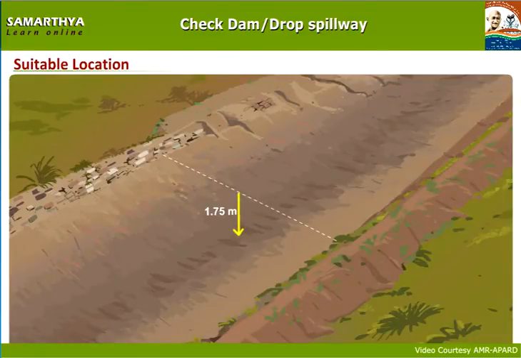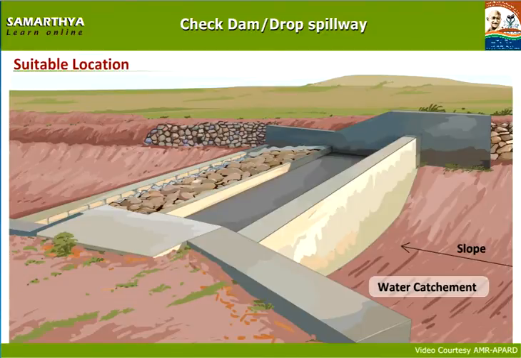Check dam is constructed at the streams which have at least 1.75 meters depth. This means check dam's capacity to store water will be more than 1.75 meters. Check dam is constructed where slope of water catchment area is 1 to 2%. If check dam is constructed at places with slope percentage of more than 1 to 2%, check dam may collapse due to the velocity of runoff water.